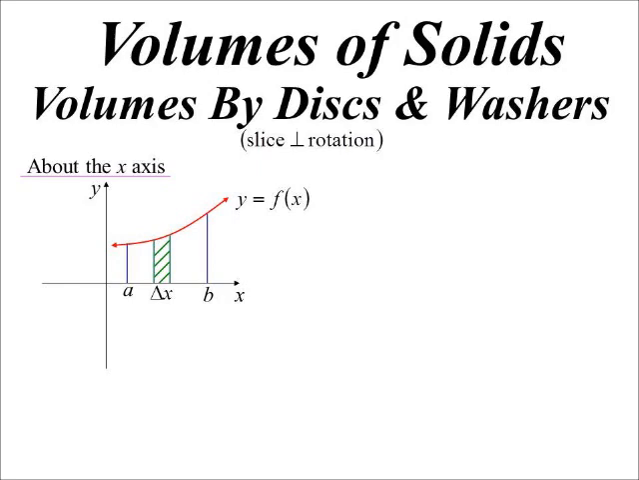There's one of those rectangles, or what we now call a slice, and we're just going to rotate that slice. Now, when we rotate that slice around the x-axis, we get a disc, or a cylinder if you like. And we know the formula for the volume of a cylinder. And so then what we do is we want to add up all of those cylinders.